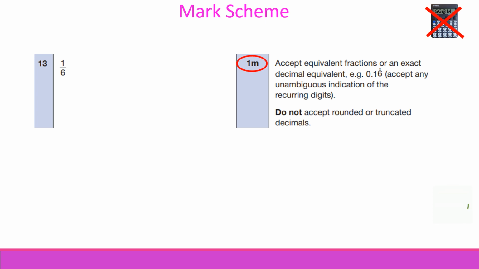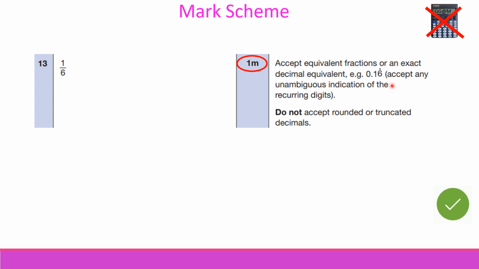1M means 1 method mark. It does say on the right hand side that you accept equivalent fractions or any exact decimal. So 0.16 recurring, which means 0.166666 with loads of 6s afterwards, will be given as a correct answer.